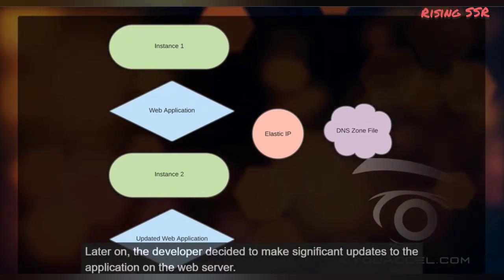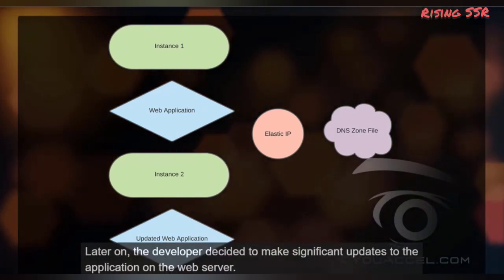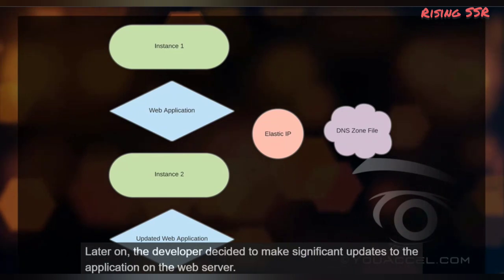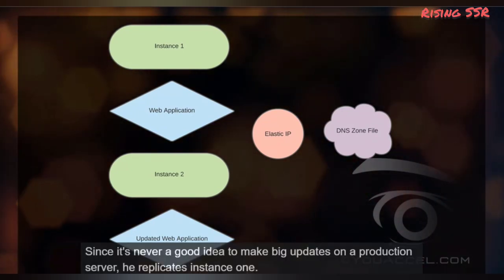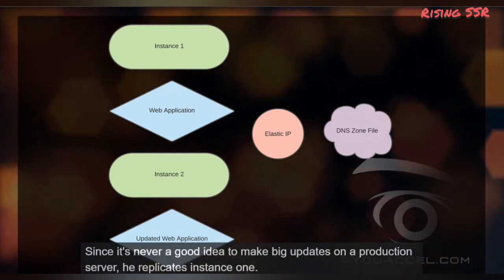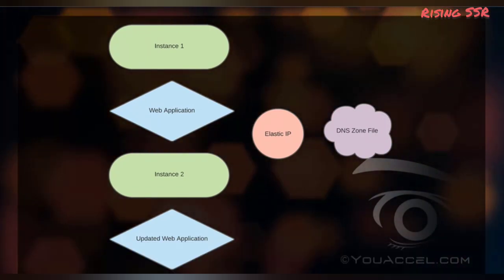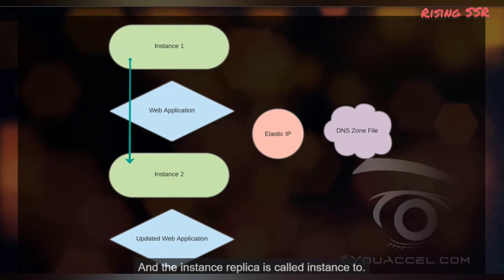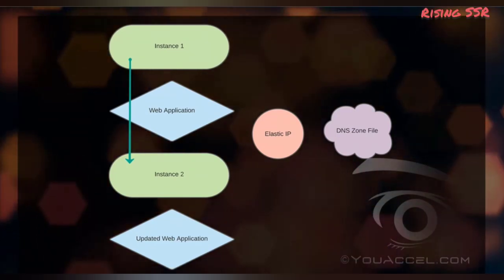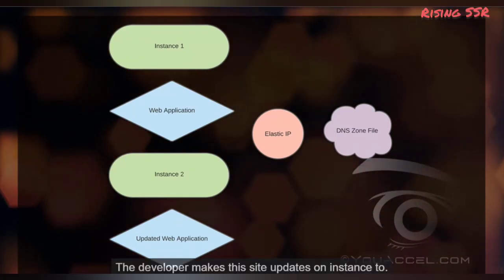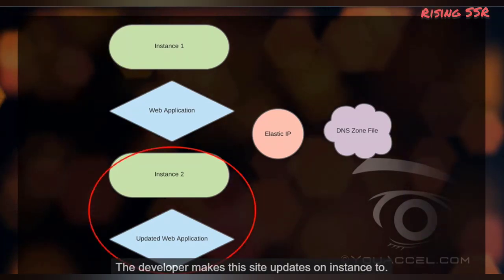Later on, the developer decides to make significant updates to the application on the web server. Since it's never a good idea to make big updates on a production server, he replicates instance 1, and the instance replica is called instance 2.